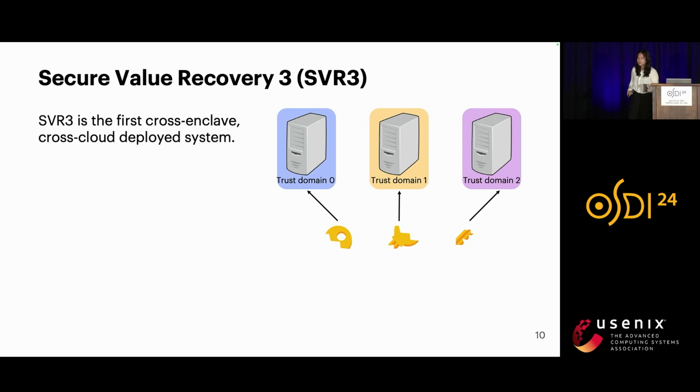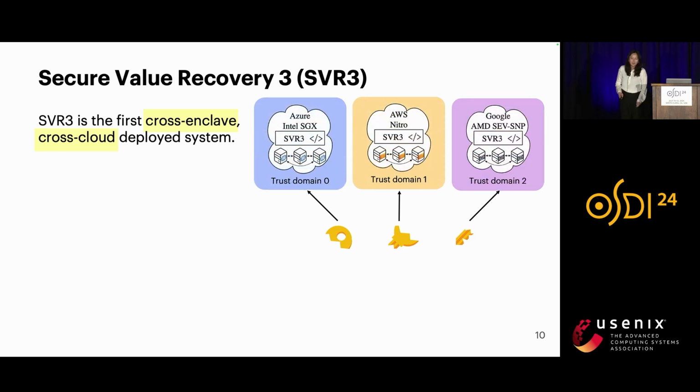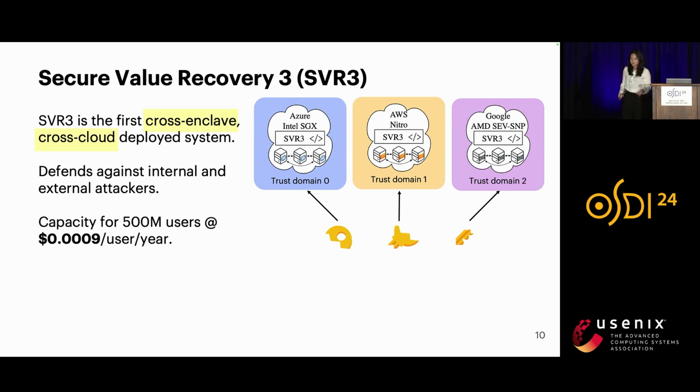And to our knowledge, it's the first cross-enclave, cross-cloud deployed system for key recovery. And that means inside these trust domains, they act as logical servers, but inside we're actually running a cluster of servers on different clouds on different types of secure hardware. It defends against internal and external attackers, which I'll define in the next couple of slides. And there's a capacity for 500 million users at about 0.1 cents per user per year.